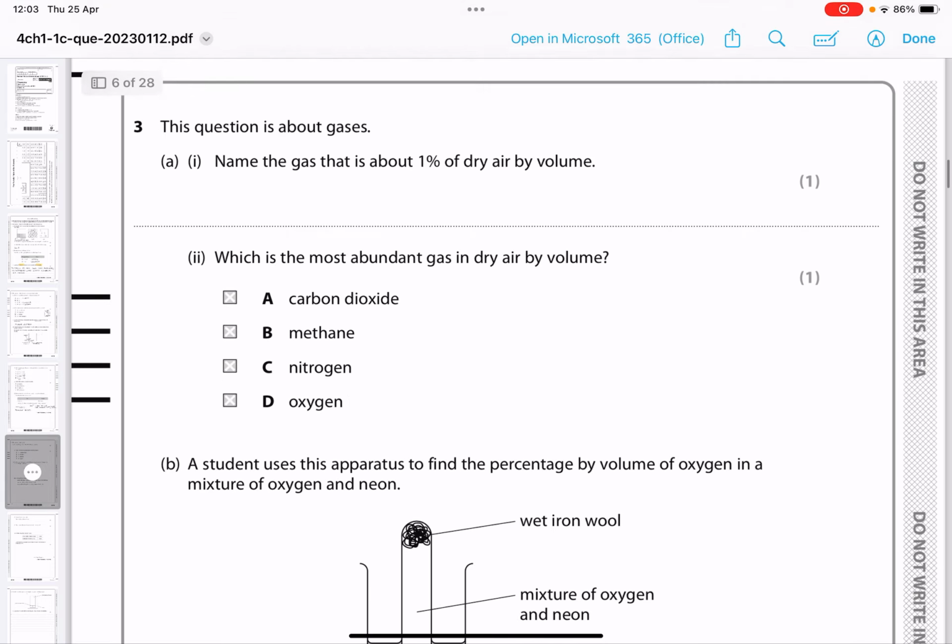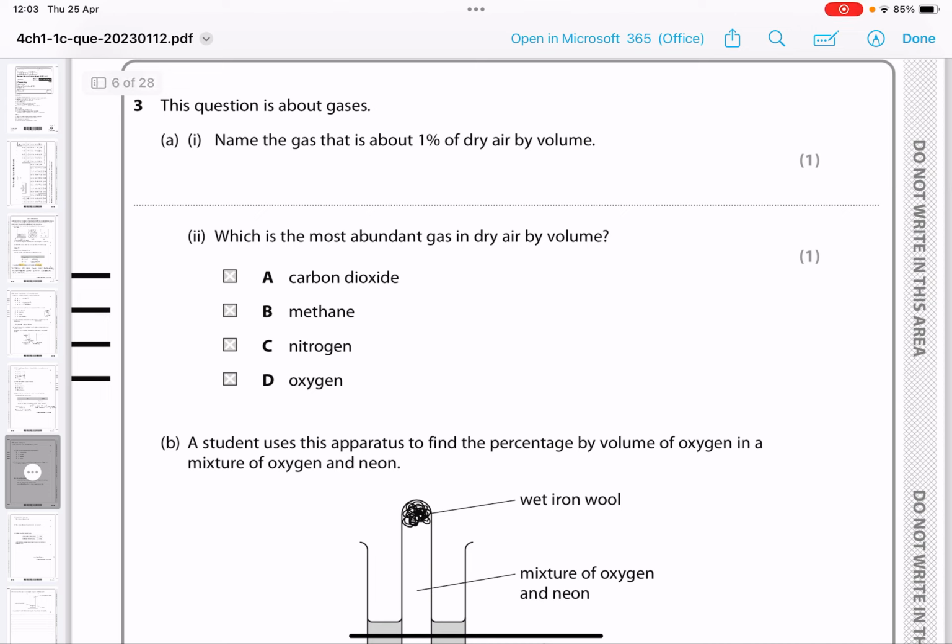Okay, next question. This question is about gases. Name the gas that is about 1% of dry air by volume. So that's going to be argon. Argon occupies approximately 1% of air. What is the most abundant gas in dry air by volume? That's nitrogen. So nitrogen is approximately 78% of air. Okay, oxygen is approximately 21%. And then these occupy very little portions. Carbon dioxide about 0.04%. So nitrogen is the most abundant.